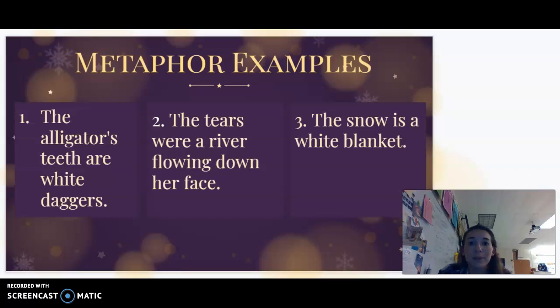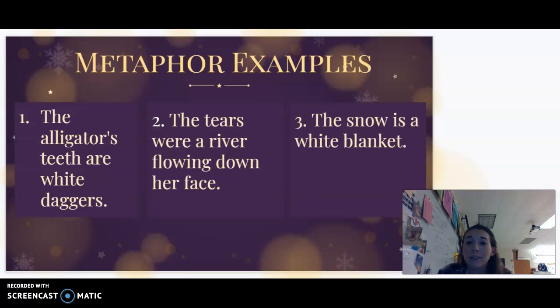For example, the alligator's teeth are white daggers. So we are comparing the alligator's teeth to white daggers, but we do not use like or as. We are saying that they are one and the same. The tears were a river flowing down her face. We're comparing her crying to that of a constant flowing river.